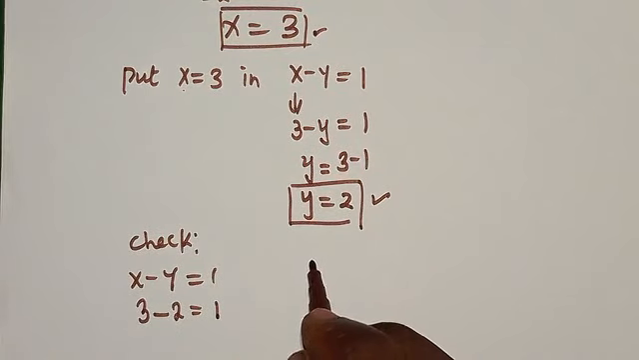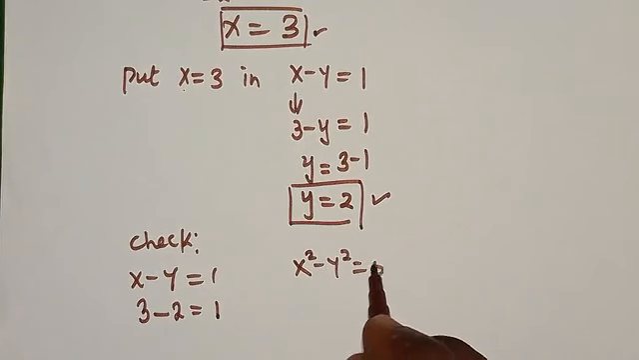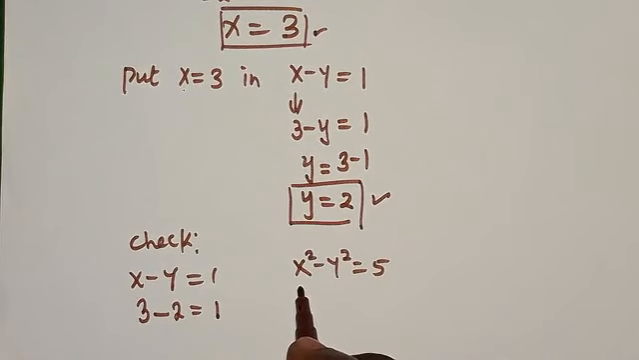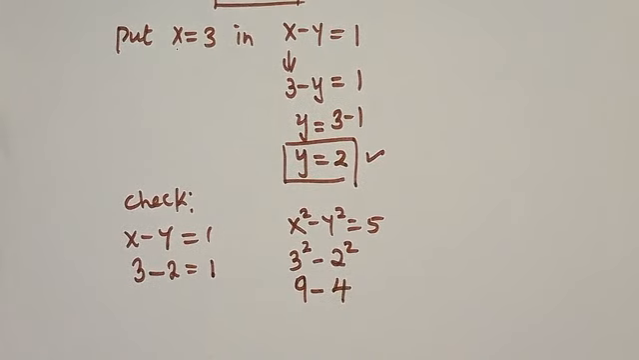Now let's check the second equation, that says x squared minus y squared equals 5. So now what is the value of x I got? I got it to be 3 squared minus y is 2 squared. So now what is 3 squared? 3 squared is 9 minus 2 squared is 4. So 9 minus 4, we just see that we have 5. So therefore, that's the solution to the problem.